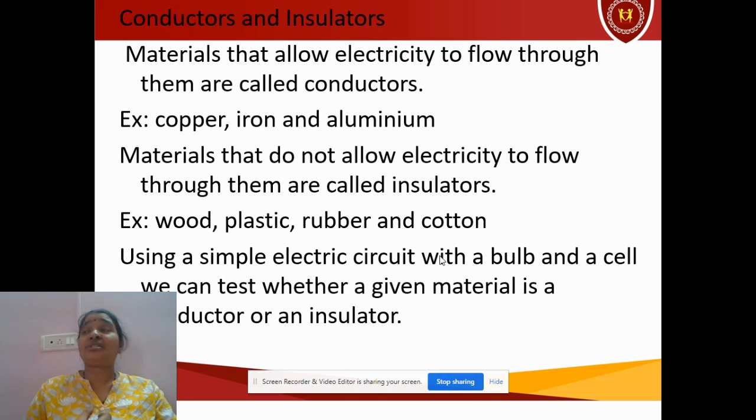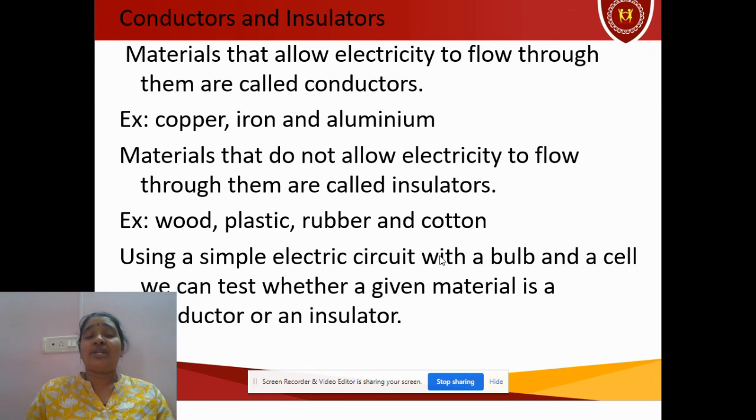Okay. For example, take any wire in your home and look at the outside of the wire, where you hold it. It will be covered by plastic. But inside, when you open it, you will observe copper wires. Why? Because copper wires allow electricity to pass. They are conductors. To protect our body from electric shock, the wires are covered by plastic so that we do not get an electric shock. Okay.